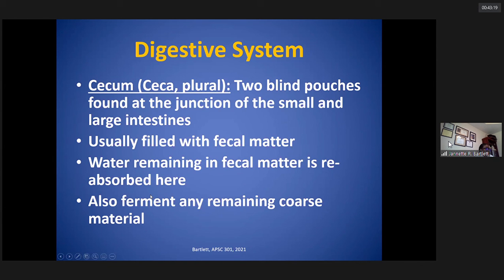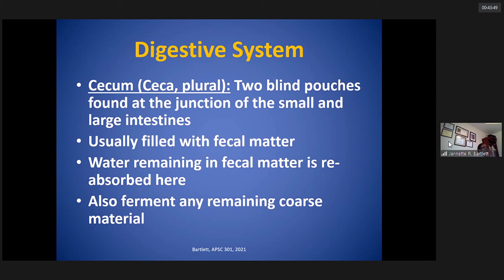Also, now you know that it's usually filled with fecal matter. Any remaining water in the fecal matter is reabsorbed here. Now, it serves another function. Remember earlier when I said that because monogastric animals do not use microorganisms to break down food, they only have a one compartment stomach, so they use enzymes instead, which we have talked about. They use enzymes to break down their food.